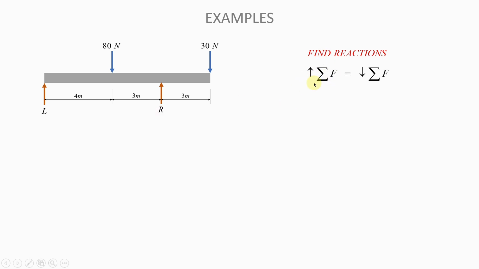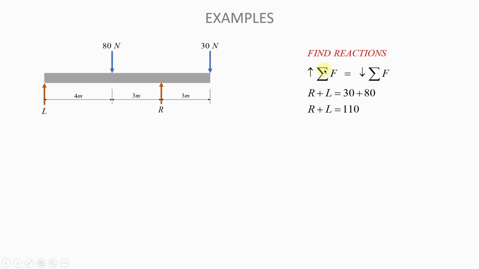Basically we're saying that the sum of the forces that are pointing up must be equal to the sum of forces that are pointing down. For equilibrium, that is what you want. You want the forces to be balanced. If you look at this beam here, the forces that are pointing up are L and R. The sum of those forces, R plus L, must be equal to the sum of the forces pointing down. The forces pointing down are this one, 80 newtons, and that one, 30 newtons. So if we do that, this is what we will get.